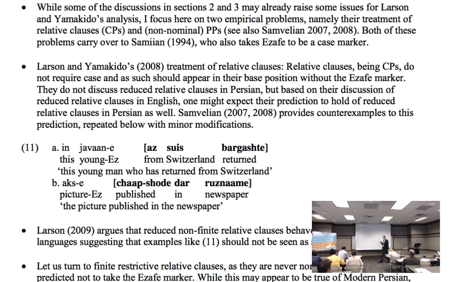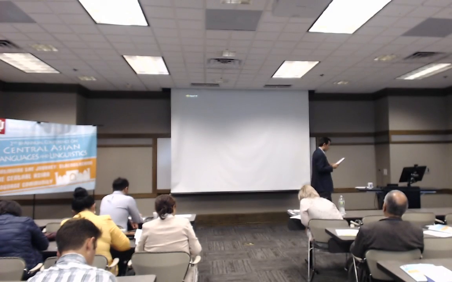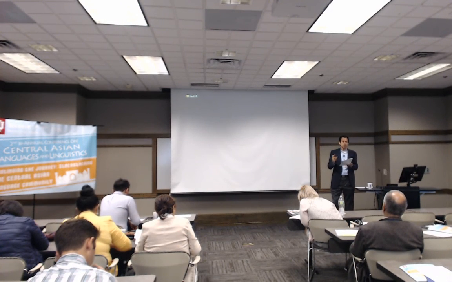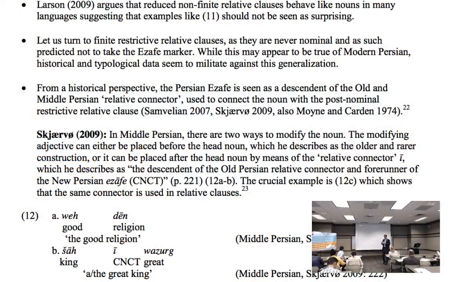So let's look at the fully finite restrictive relative clauses in Persian. You would expect them to never be nominal and not take the Ezafe marker. That might be true of modern Persian. I'll come back to that and suggest that maybe it's not true. But at first sight, maybe that's true of modern Persian. But from a historical perspective, the Persian Ezafe is actually seen as a descendant of the Old and Middle Persian relative connector.